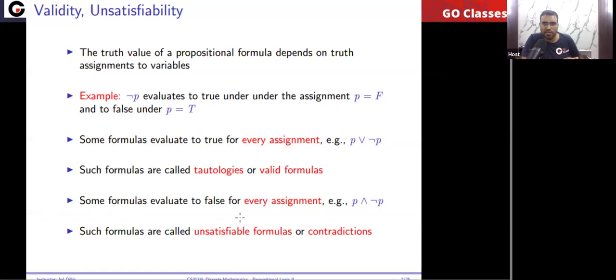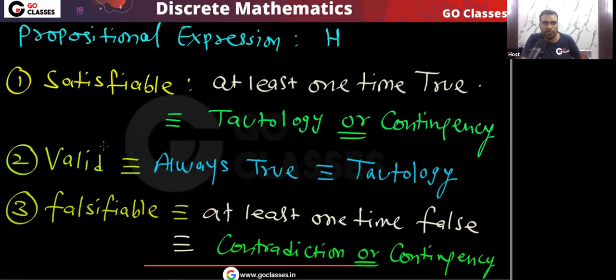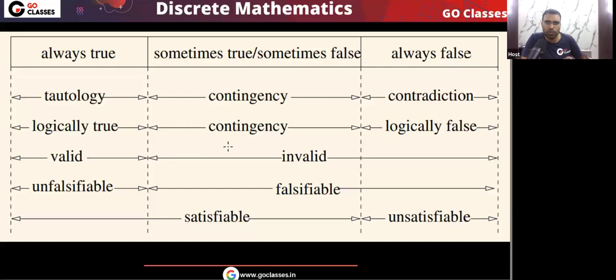When can I say something is falsifiable? Falsifiable means at least one time false. Okay. And valid means tautology. So you can see this chart. This is a beautiful chart. What is always true? Quickly tell me. You can see always true is tautology, or I can say valid. Tautology and valid, they are always true. Okay. Yes or no?